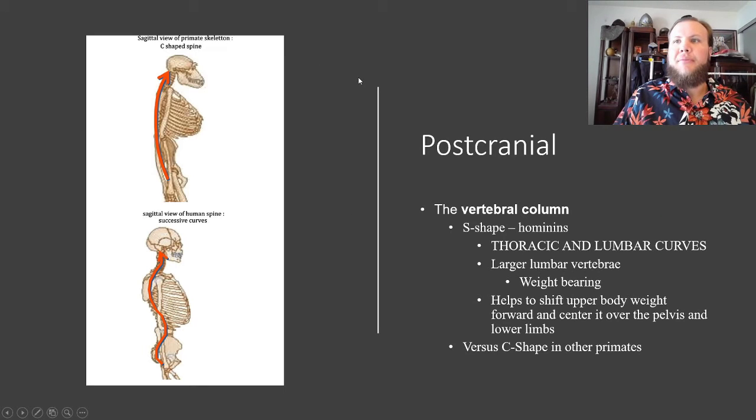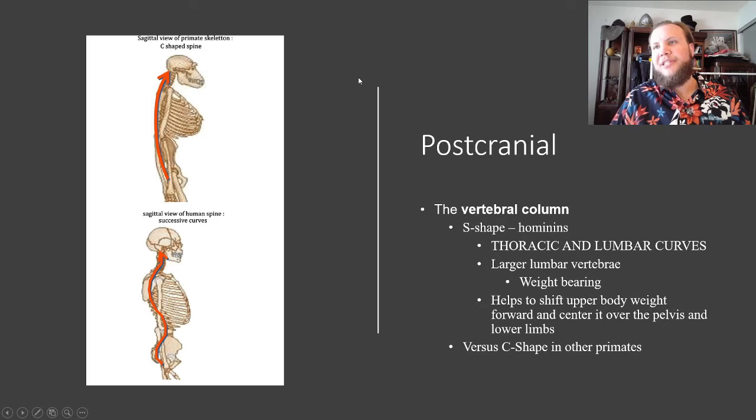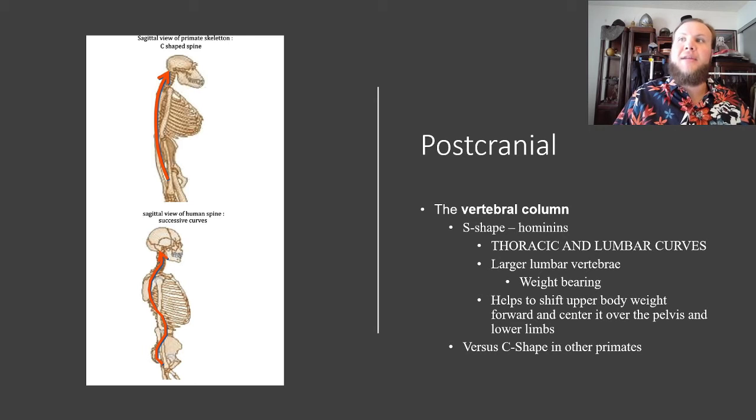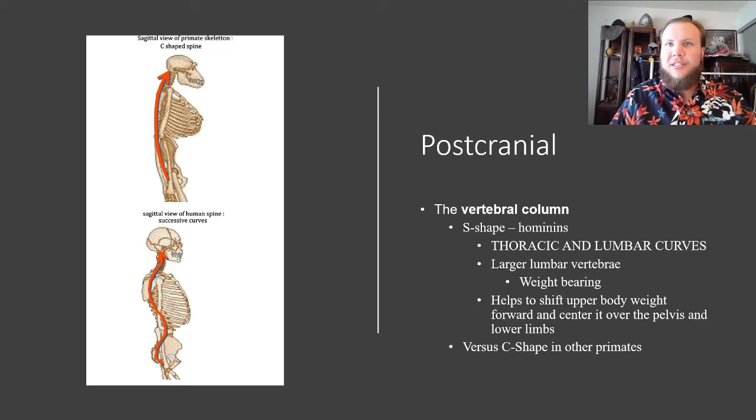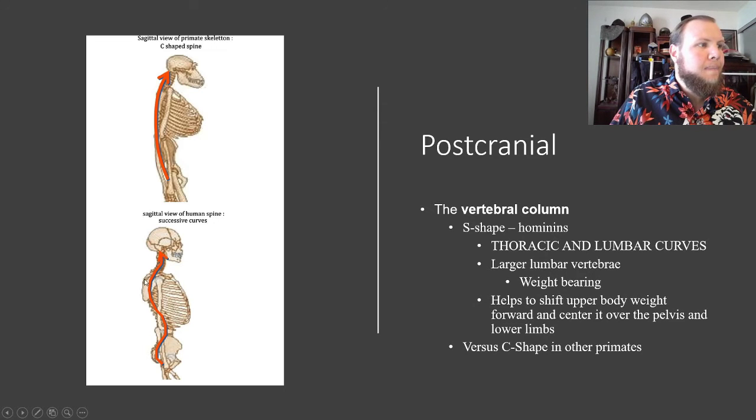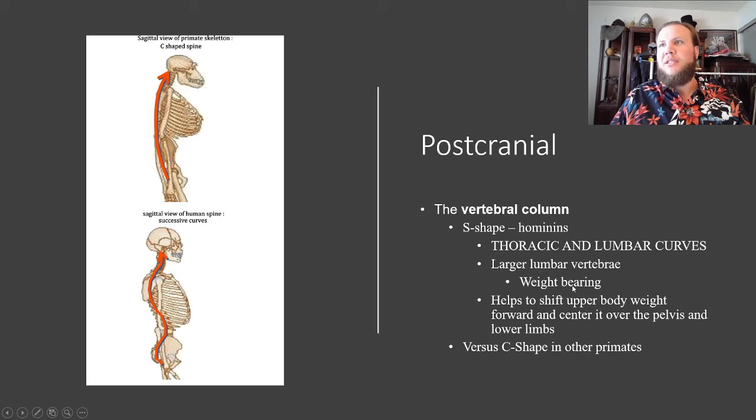So in postcranium, we have a couple different adaptations. First, when we look at the vertebral column, we have that S shape that we talked about, right? So it curves like an S. So we see here that the weight is positioned more onto the larger lumbar vertebrae. And so this is more weight bearing and helps shift the upper body weight to the pelvis, okay? So that our lower limbs take most of the strain.